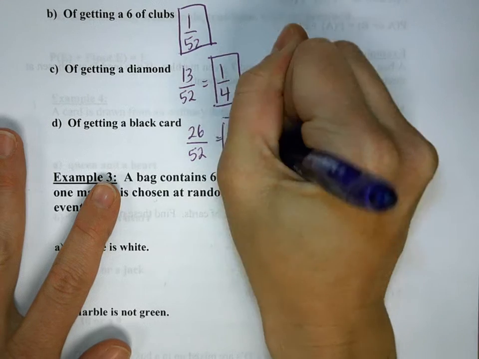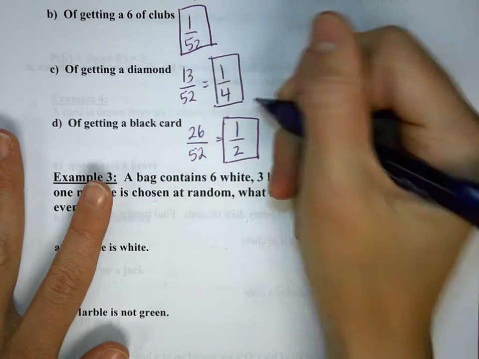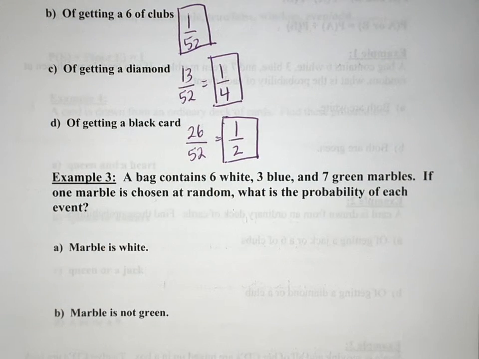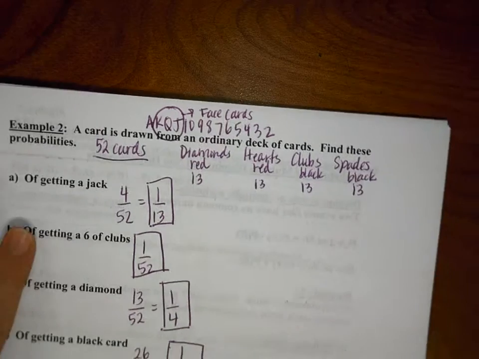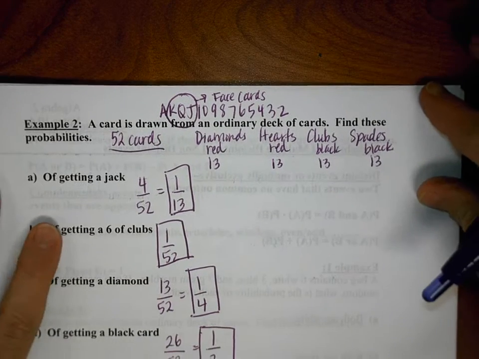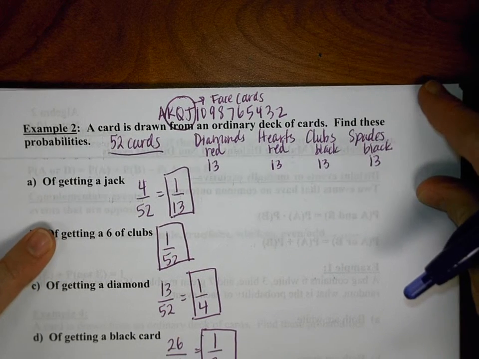Wait, so you don't need to make a reduction? No, probabilities are always going to stay as fractions. Okay? Questions on example 2? Everybody wrote down this information because it's going to help you in your homework. We're all good there? Okay.